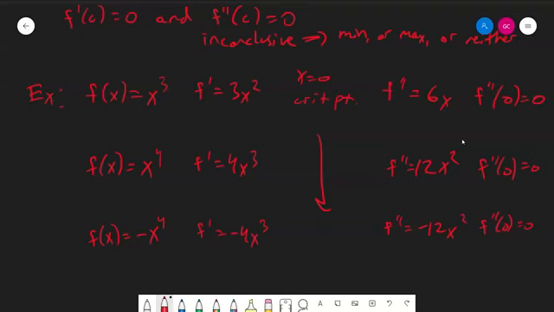Of course, these functions are pretty simple, and we know what they look like. f of x equals x cubed really looks like this, and so that's not a maximum or a minimum at that critical point. f of x equals x to the fourth looks a lot like just sort of a slightly flattened out parabola, so that is a local minimum. And f of x equals negative x to the fourth is sort of a flattened upside down parabola, so there's a local maximum.